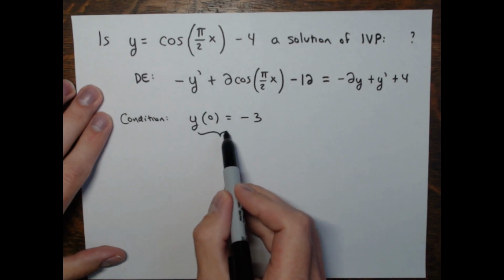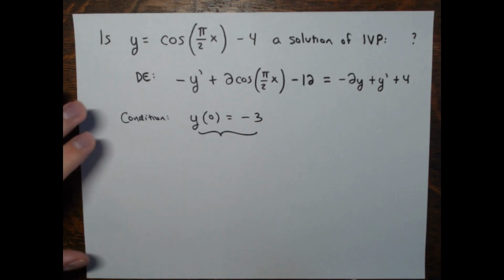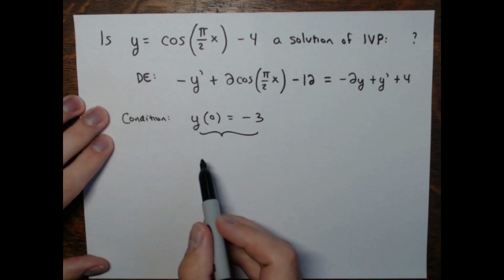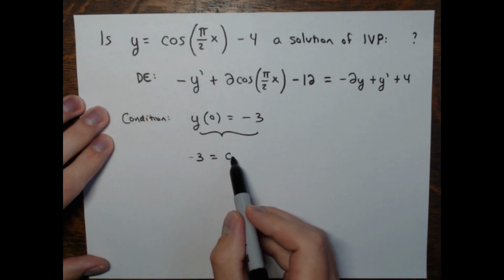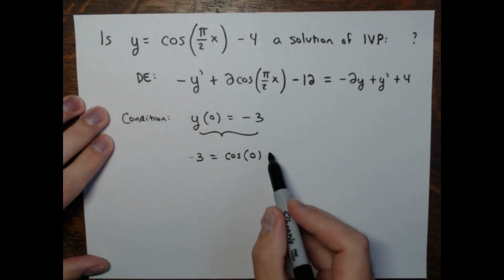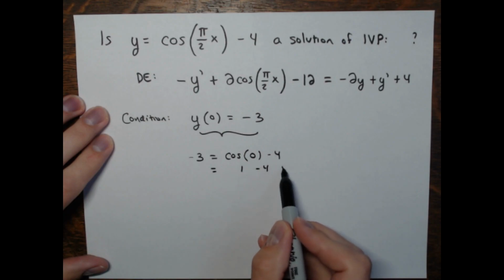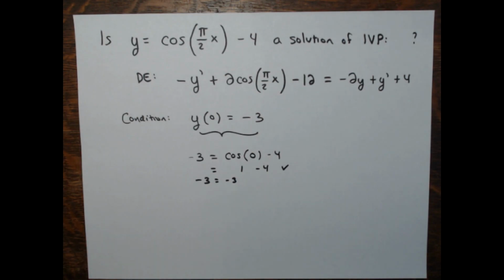Right, so I'm going to do this first. I'm going to check the condition first. And if that doesn't work out, then we can say no. And if it does work out, then we have to go and check the equation. So y is negative 3, right? Left side is negative 3, and then cosine of 0, right? Because x is 0, pi over 2 times 0, minus 4. Remember, the cosine of 0 is 1, so this works, right? You got negative 3 on the left, negative 3 on the right. Okay, so the condition is met.